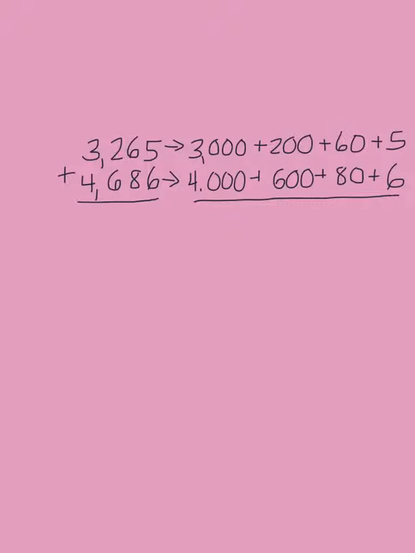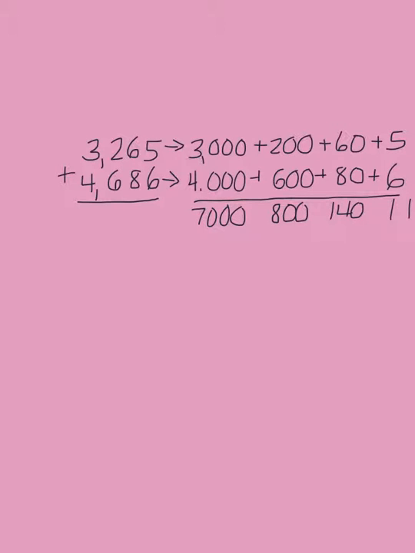Okay, so now we're going to add up by each value. So 5 plus 6 is 11, 60 plus 80 is 140, 600 plus 200 is 800, and 3,000 plus 4,000 is 7,000.